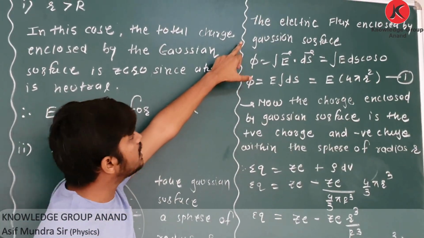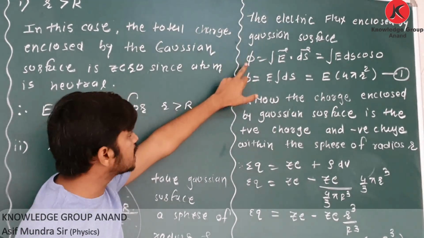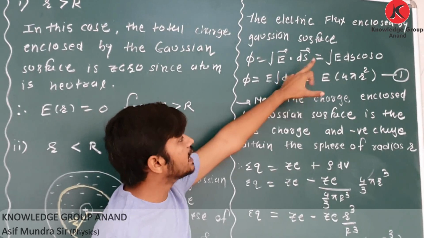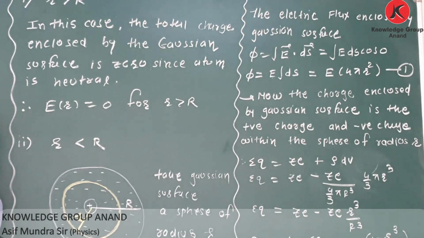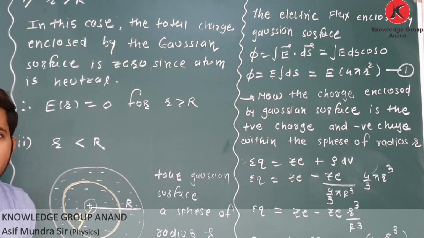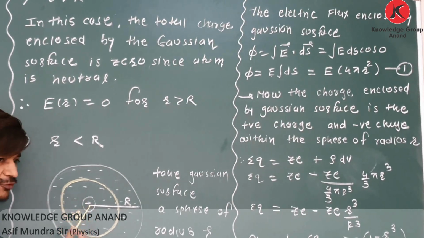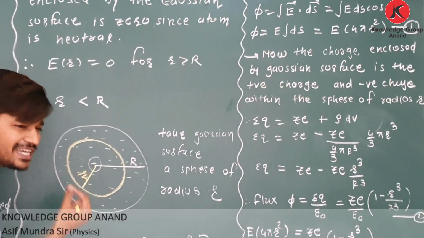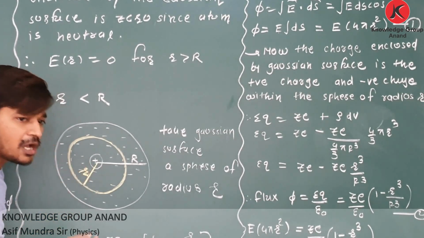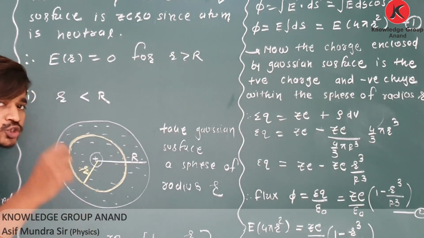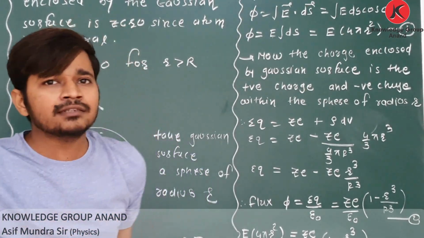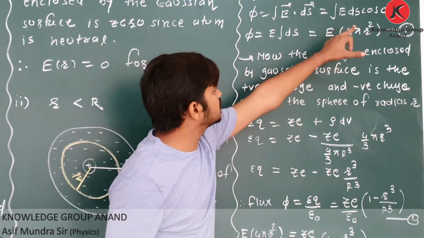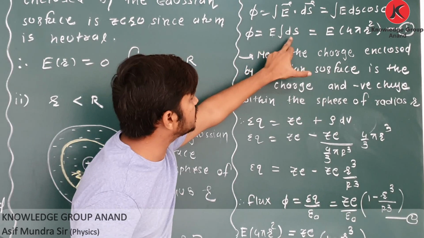Now what is the method? We know, first of all, find the electric flux with the help of this equation. The electric flux enclosed by the Gaussian surface, phi is equal to integration E dot ds, which is E ds cos 0. Why cos 0? The angle between E and ds is 0. Due to uniform charge distribution, the electric field is in the radial direction at each and every element. The area vector is perpendicular outward. So for each and every element on the Gaussian surface, E is parallel to ds. The angle between them is 0, cos 0 is 1. So phi is equal to E integration ds.